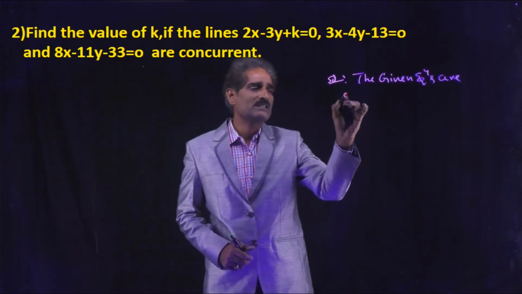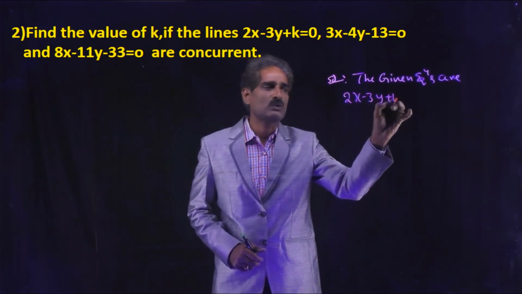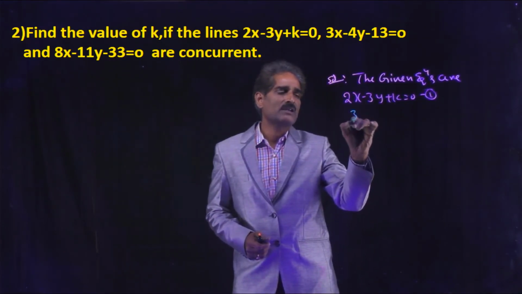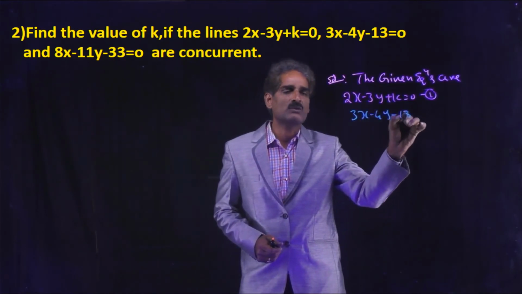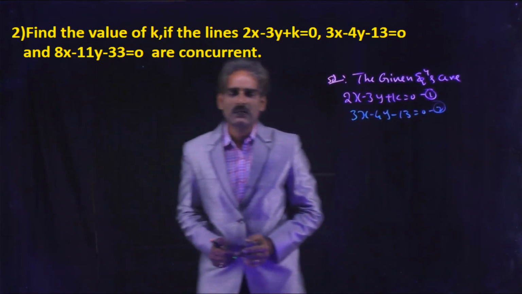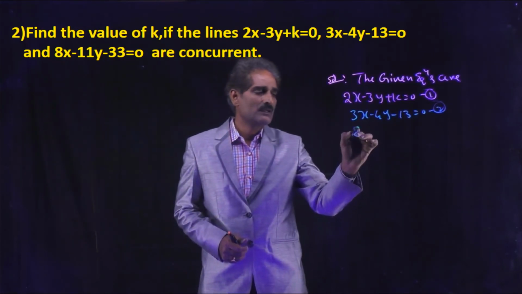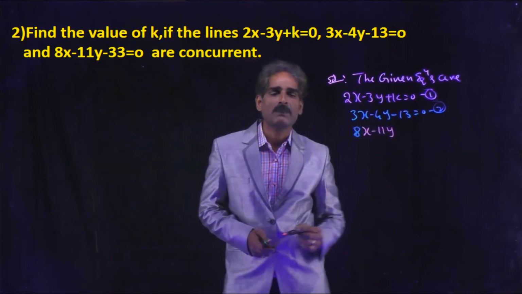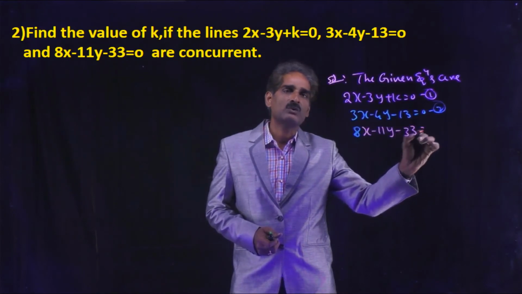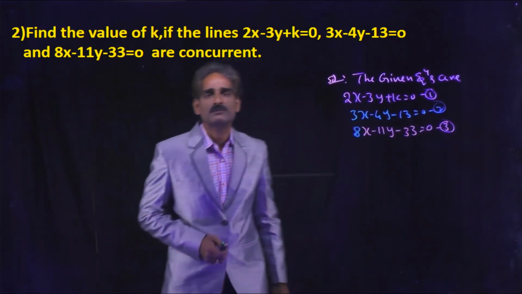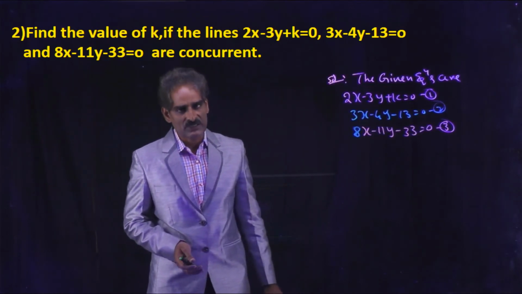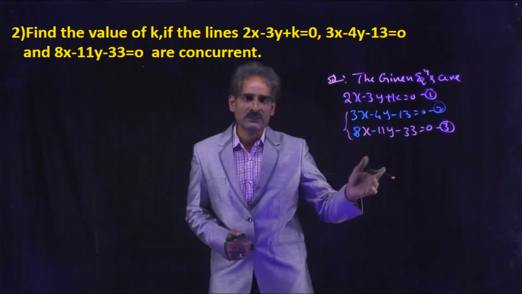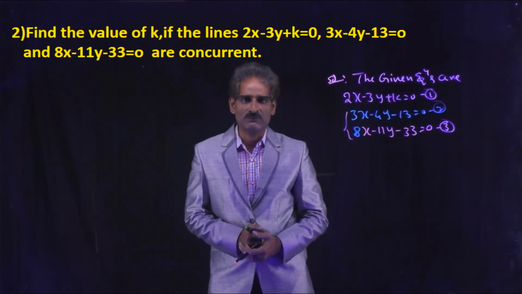The first equation is 2x minus 3y plus k equal to 0. The second equation is 3x minus 4y minus 13 equal to 0. And the third is 8x minus 11y minus 33 equal to 0. Given that the three lines are concurrent, find k. Concurrent means the determinant of the three lines equals 0. That is one method. Otherwise, by solving two of them we get a point and substitute it in the other equation.